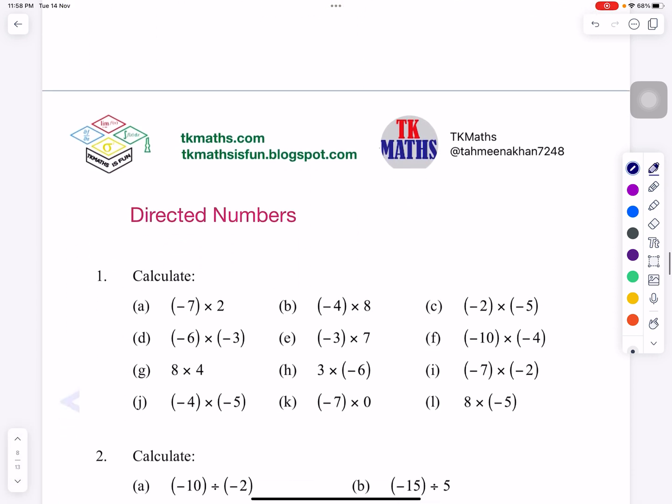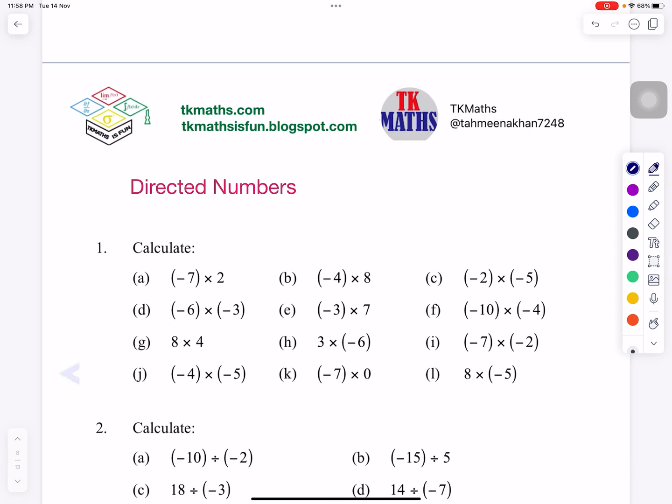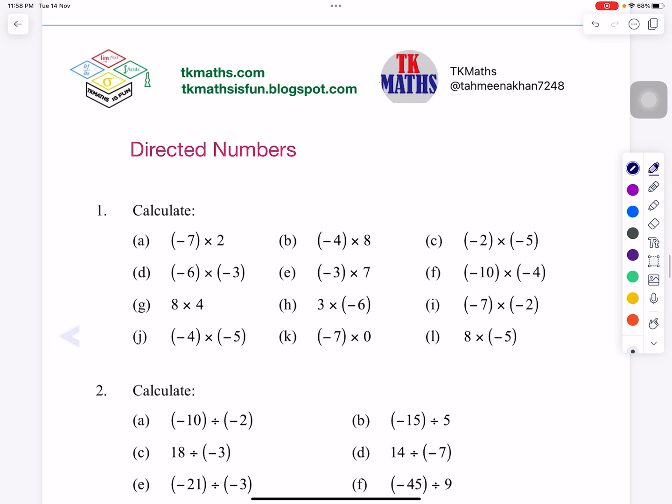So let's do quickly here the multiplication. I will do with you. So minus 7 multiplied by 2. When no sign is here, it is plus. So it is minus 14. Okay. When it is minus 6 multiplied by minus 3. Both are negative and they are multiplying. So minus minus plus, and 6 3s are 18.